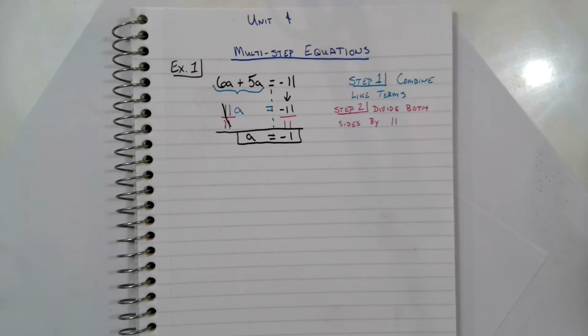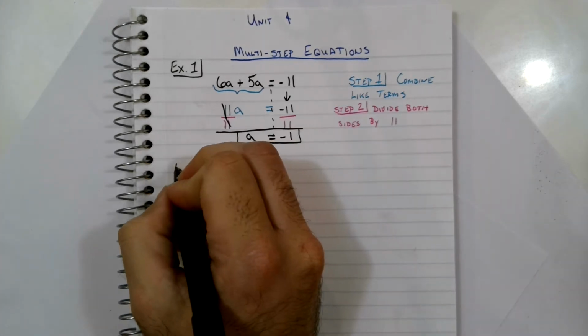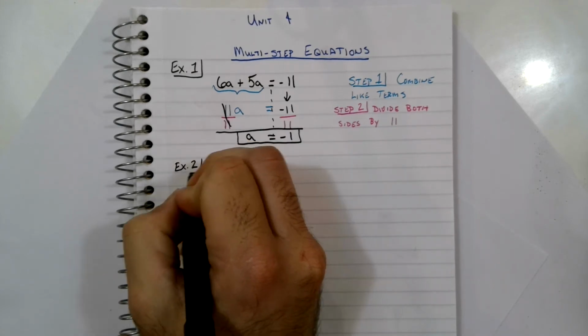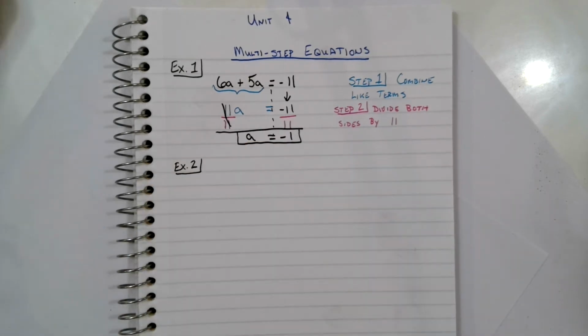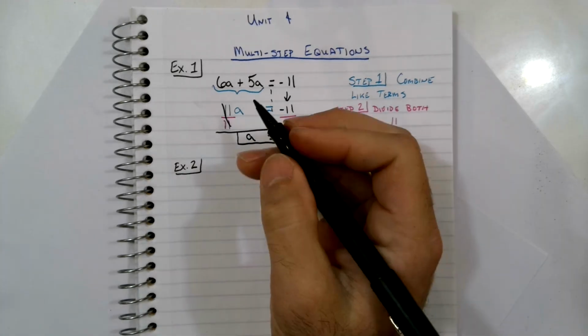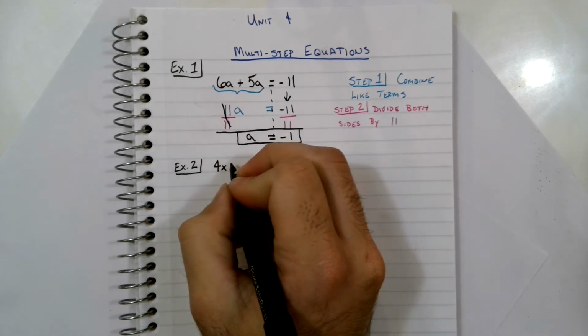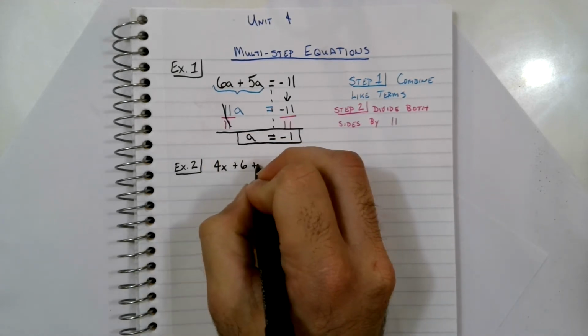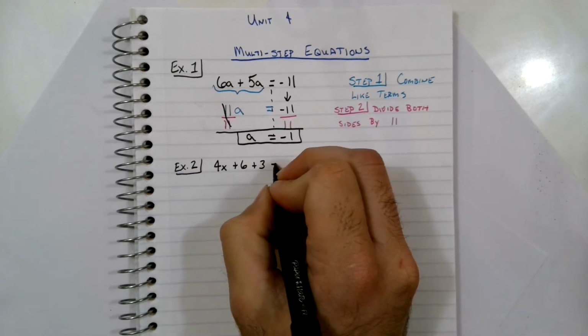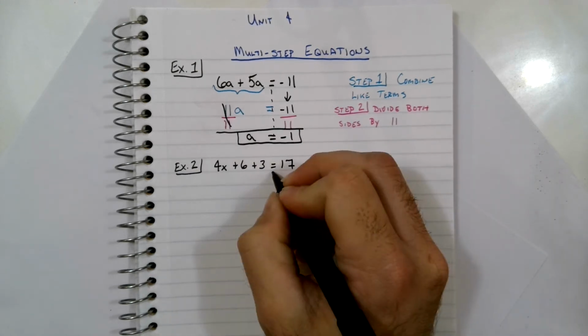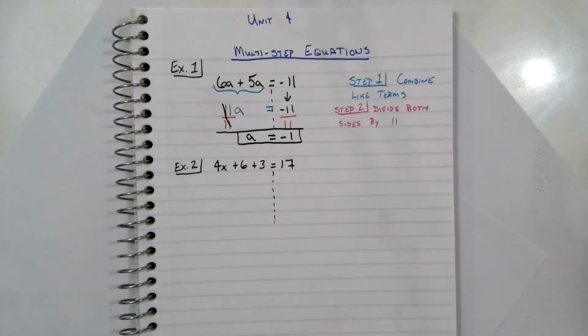All right, let's look at another one here. Again, we'll keep it kind of simple to start. Let's say I have 4x plus 6 plus 3 equals 17. I'll draw my little line to separate my sides. Hopefully that's a little tool that helps some of you because it can make things a lot easier on you.